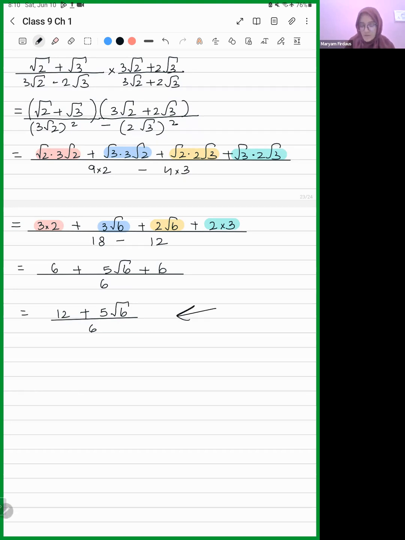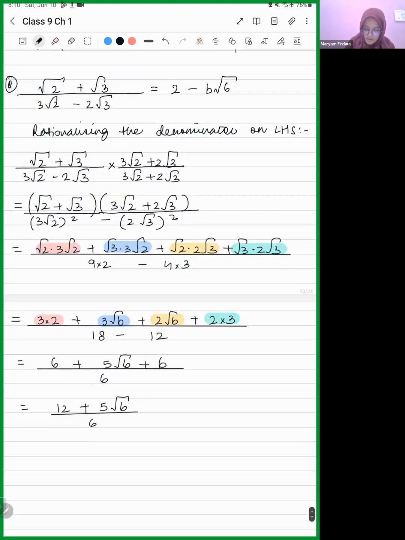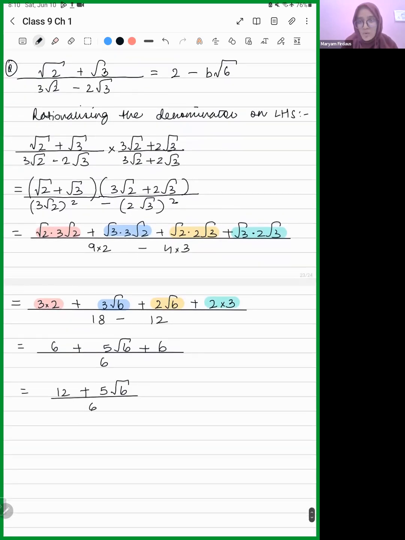12 plus 5 root 6. Yes, ma'am. Now look at the RHS. The RHS is 2 minus b root 6. Basically what they are saying is this thing should be the same as 2 minus b root 6. Can you guess what is the value of b?